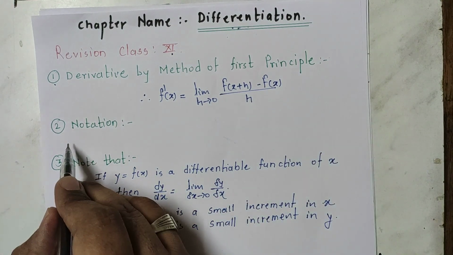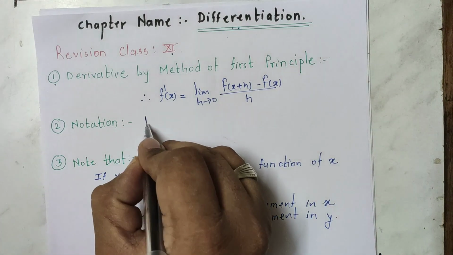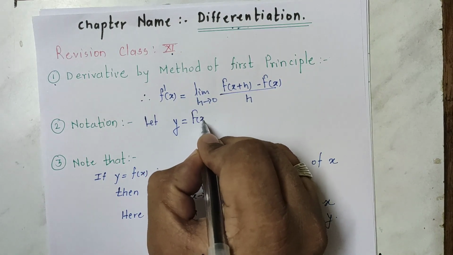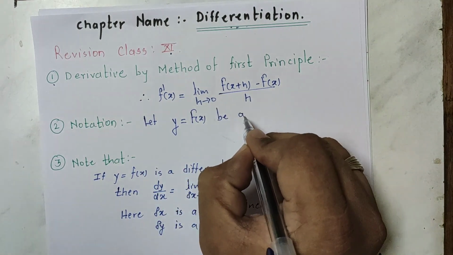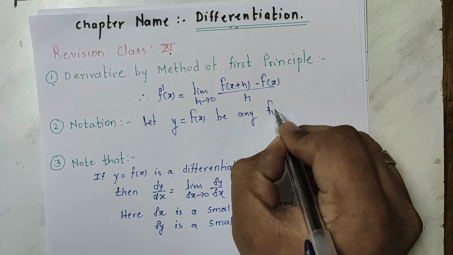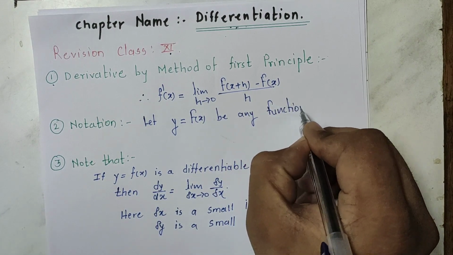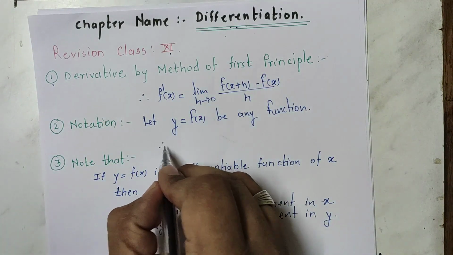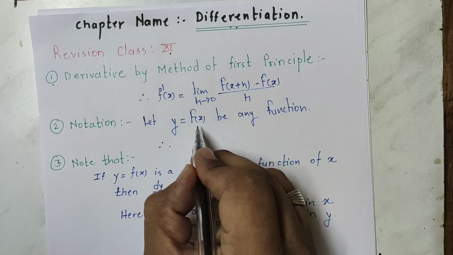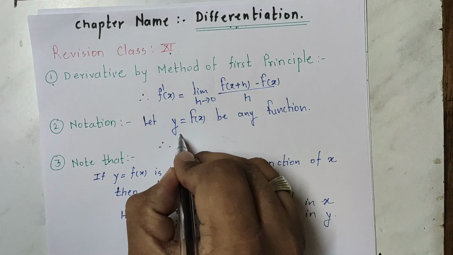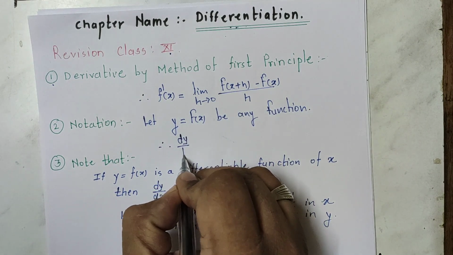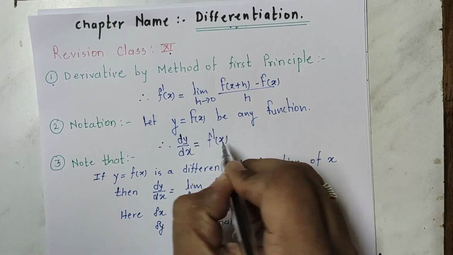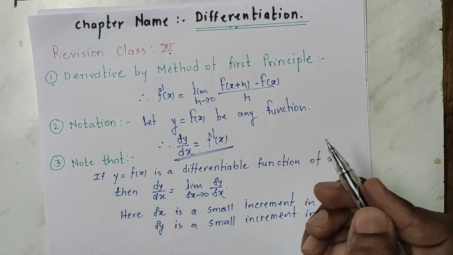Then, second point, notation. Let y is equal to f of x be any function, then its notation using derivative. Suppose y is equal to f of x is any function, then how to find its derivative? dy upon dx is equal to f dash of x. This notation is already familiar.